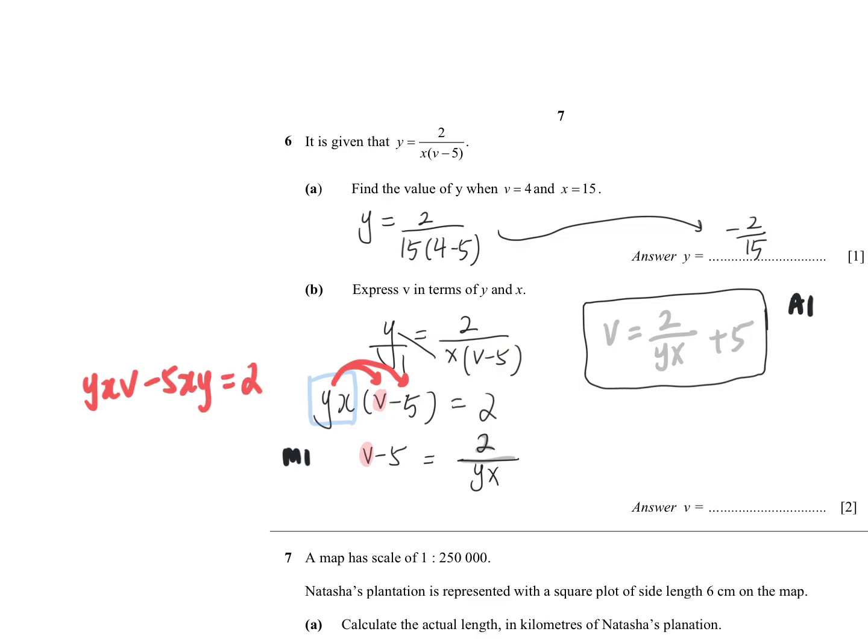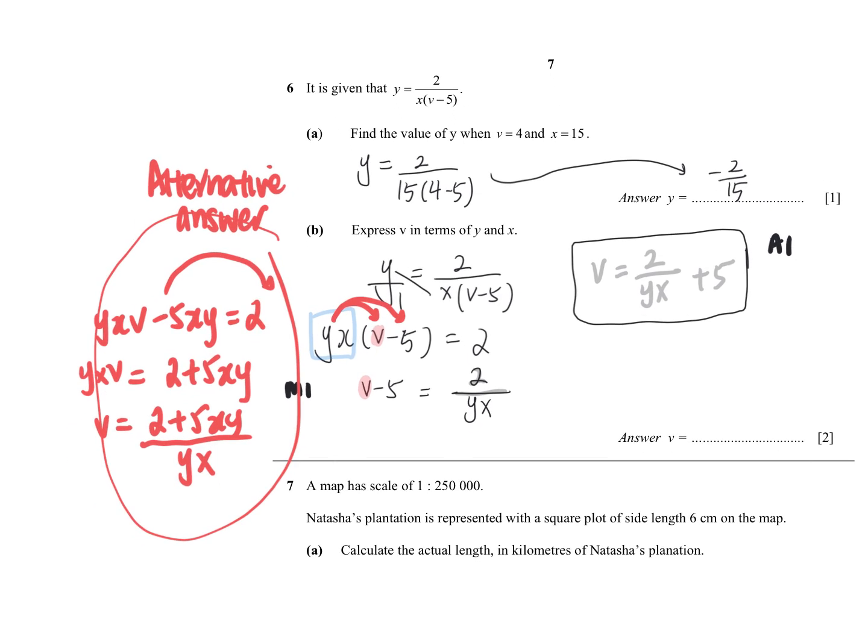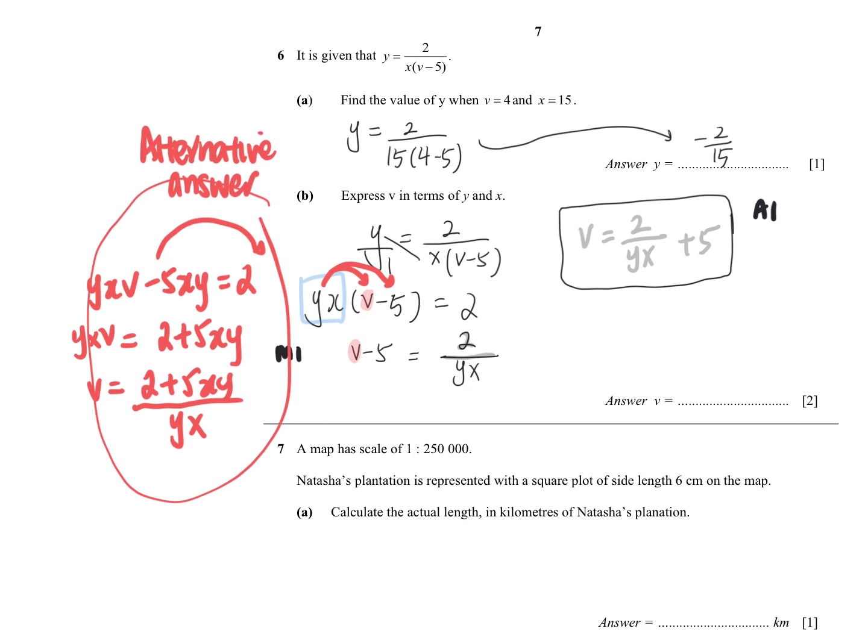Okay? Then you bring this over. And then you divide the YV, which is completely okay as well. So this is an alternative answer. Both are correct. It's either you expand first or you divide later, or you divide first, then later you shift over. Both are correct. Okay, both are correct.